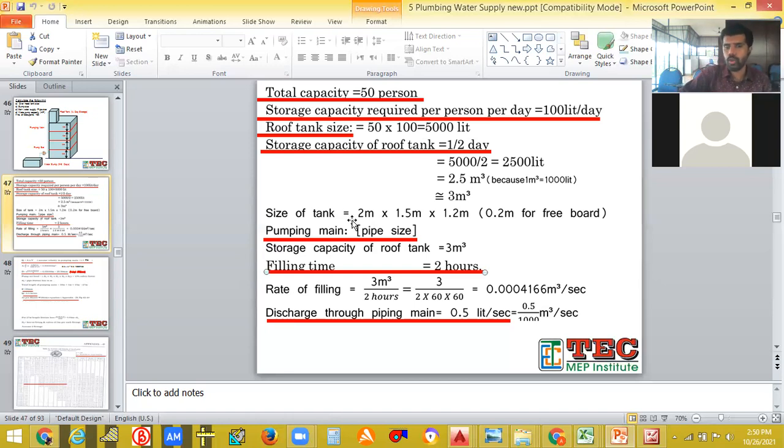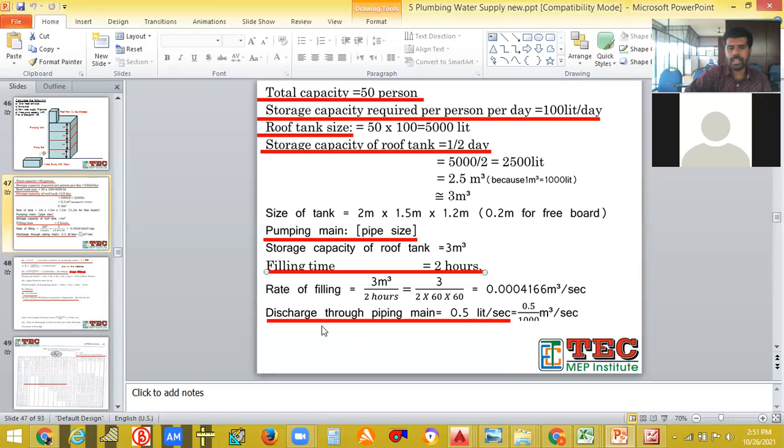The volume of the tank is 3 meter cube, so it is volume by time: 3 divided by time, which is 2 hours. That 2 hours you have to convert into seconds, so 2 hours is 2 into 60 into 60. So it will be 3 divided by 2 into 60 into 60, and we get 0.0004166 meter cube per second. This is the Q value or discharge.